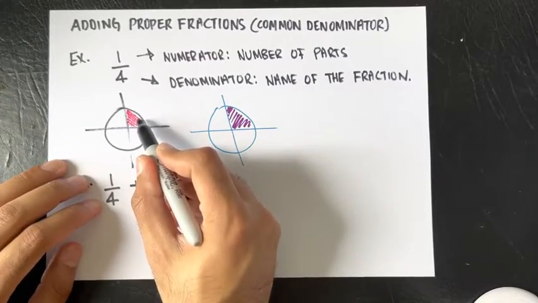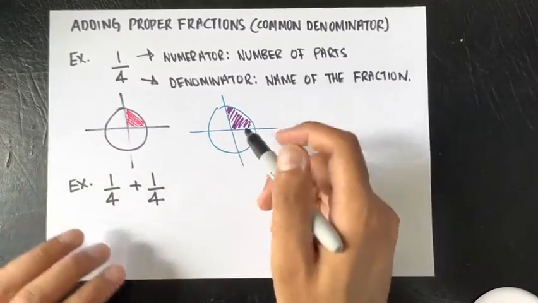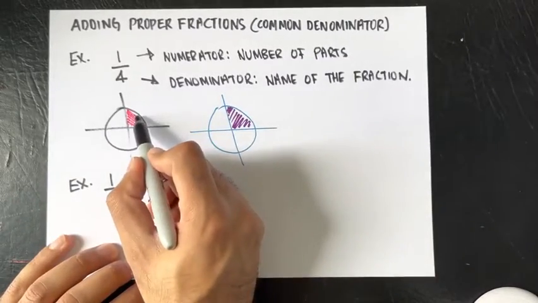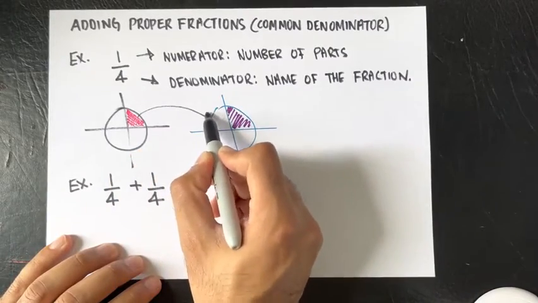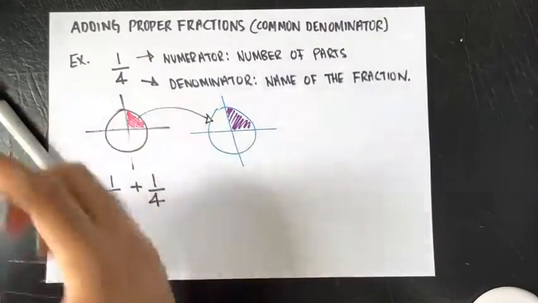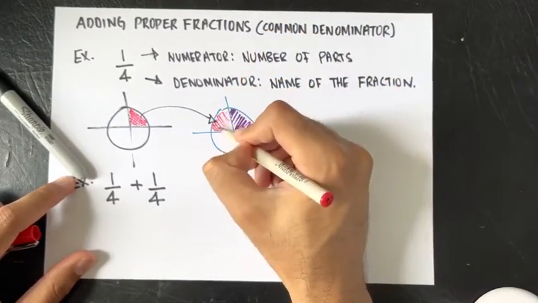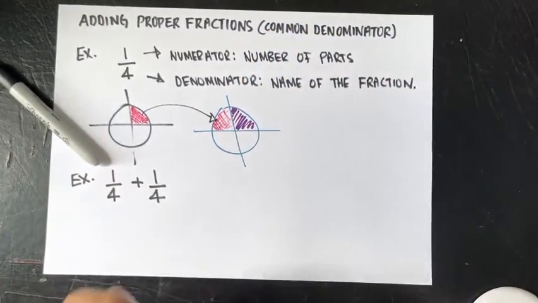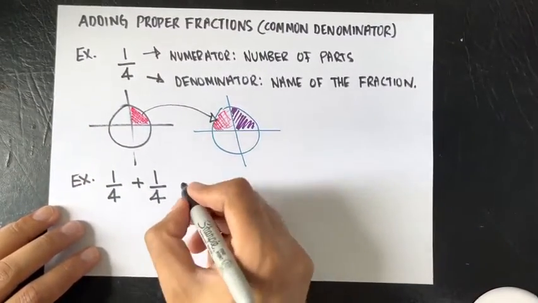What's effectively happening is that one of these quarters can be combined to the whole. So we can move this part to fill in this gap. If we color that one in, you can see then you've got 2 of the 4 parts that are colored in.